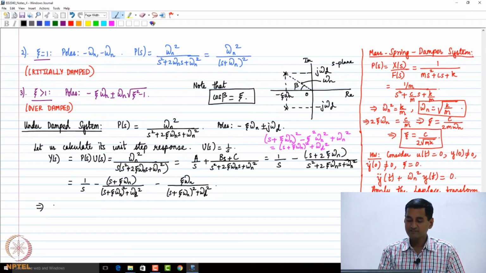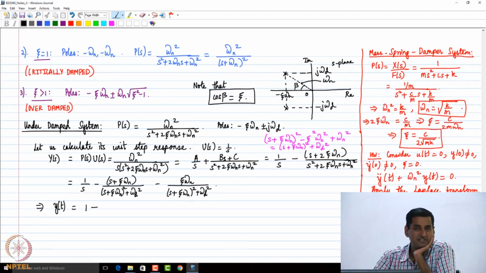If you take the inverse Laplace transform, what will you get? We will get 1 minus, what is the inverse Laplace transform of s plus zeta omega n divided by s plus zeta omega n whole square plus omega d squared?